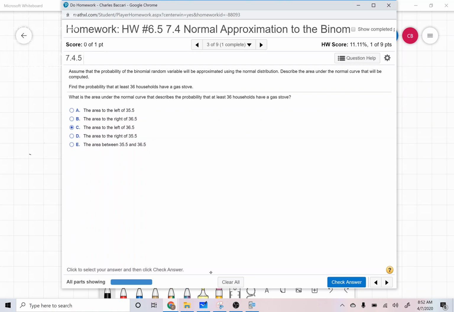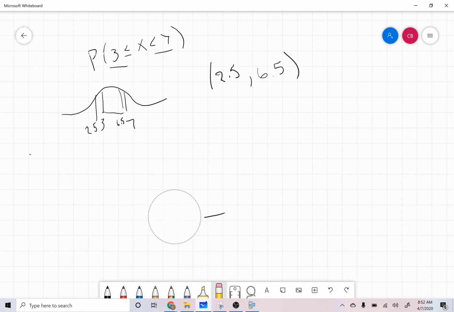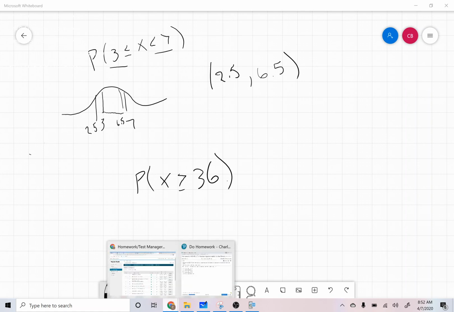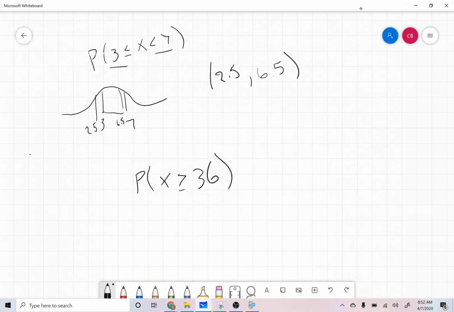Wait. Probability that at least, oh, I'm sorry. Okay, so it does give different answers. I wasn't paying attention. P of x is at least, greater than or equal to 36. And so what we want to do here is, let me redraw this. I apologize. I didn't realize that this had more than one solution.